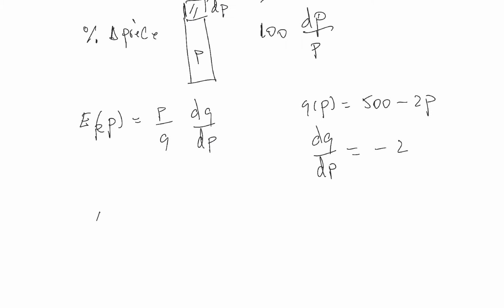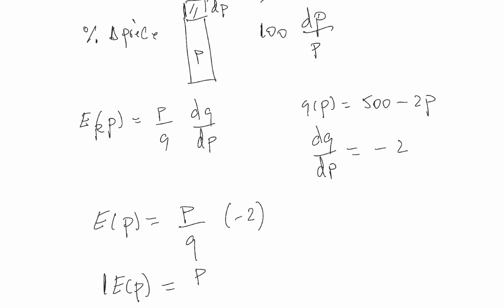So E of P is P divided by Q multiplied by minus 2. Normally, we consider the absolute value of the elasticity. So the absolute value of the elasticity E of P is 2P divided by Q.